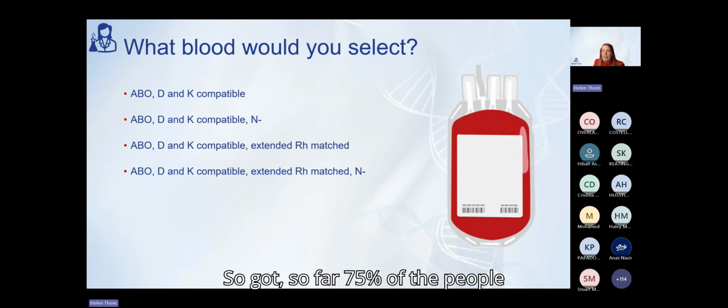So so far 75% of the people are saying the first answer. A few have gone a bit rogue and are saying that we would be selecting N-neg for this patient. And I mean, if that's what you would do following your local policy, that would be okay. However, the correct answer is the top answer, which is ABO, D and K compatible, and that would be cross-match compatible by IAT, so you don't have to select antigen-negative blood for the anti-N. I'm just going to close that poll there.